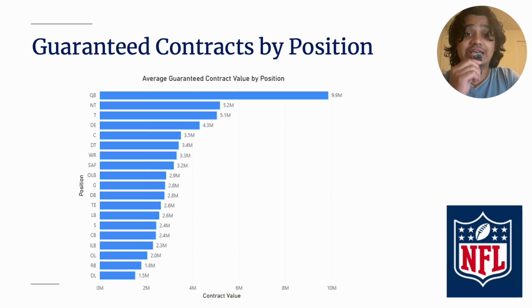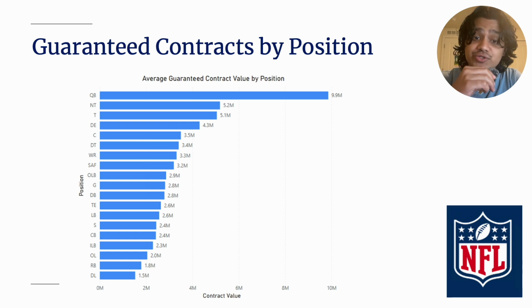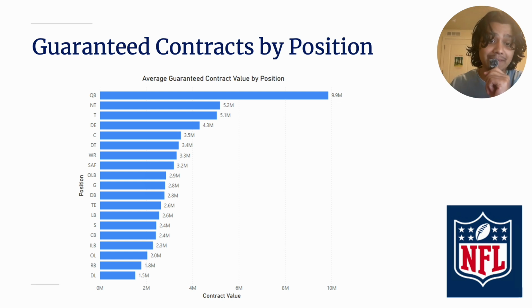Okay, so as an avid NFL fan, I found this really interesting. When we look at the average guaranteed contract value by position, the quarterback position completely dominates the field. Quarterbacks are averaging just under $9.9 million guaranteed, and that's over five times higher than defensive linemen, who are at the bottom with $1.5 million. It's not even close. If you're a quarterback, you're not just leading the team, you're also leading the bank account when it comes to money.